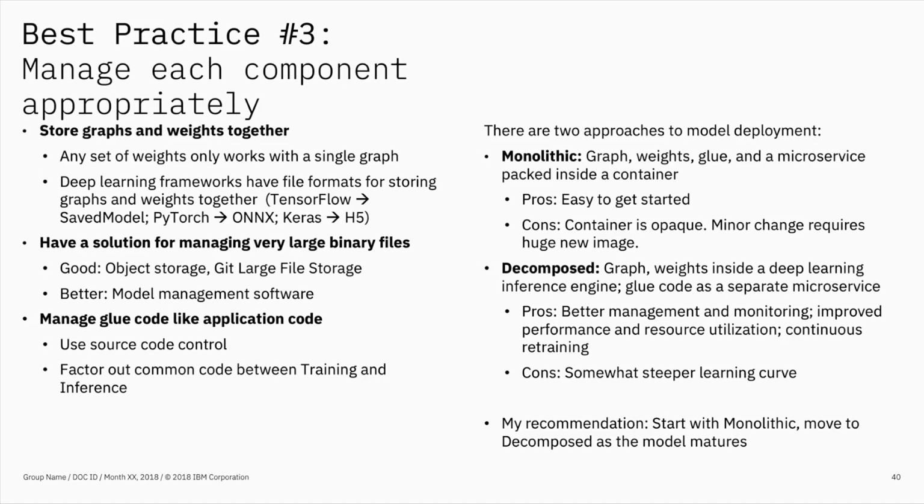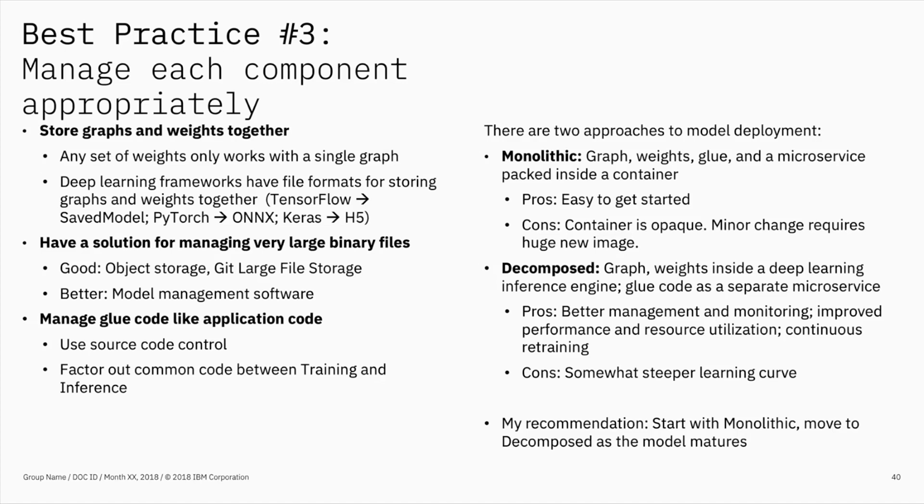All of the major deep learning frameworks provide facilities for storing these 2 data structures together. In TensorFlow, the facility is SavedModel. In PyTorch, it's ONNX. In Keras and Chainer, it's H5. Always use those facilities to store that weight and graph in the same file.